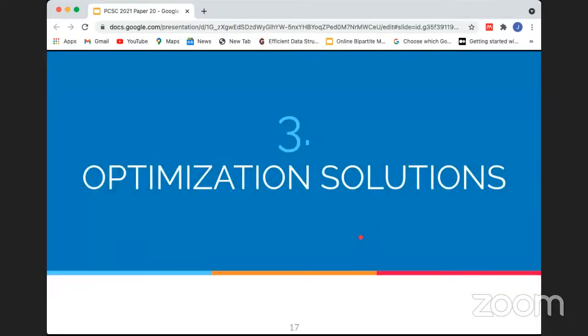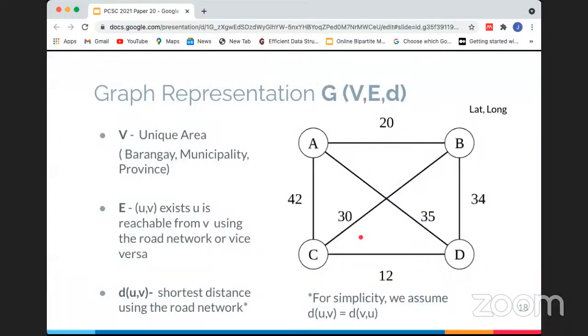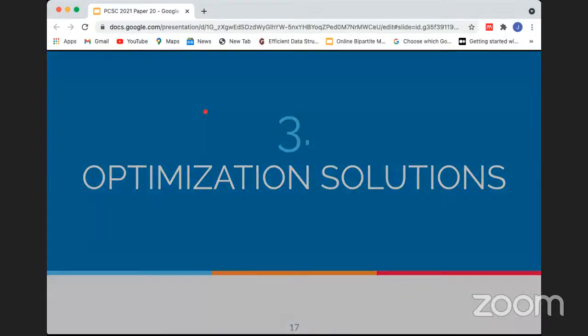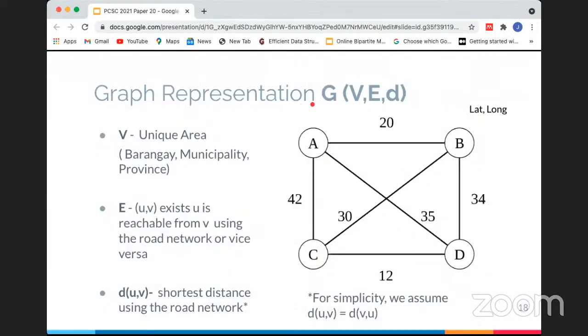Okay, so the underlying problem definition and solutions are based on the following set of slides. The first problem that we had is how can we represent the entity relationship diagram into something that models the data. What we used is a graph representation that is a complete edge-weighted graph with vertices denoting the unique area. It could be the barangay, municipality, or the province. And then edges connecting the two areas means that there is a road network going from A to C or C to A.